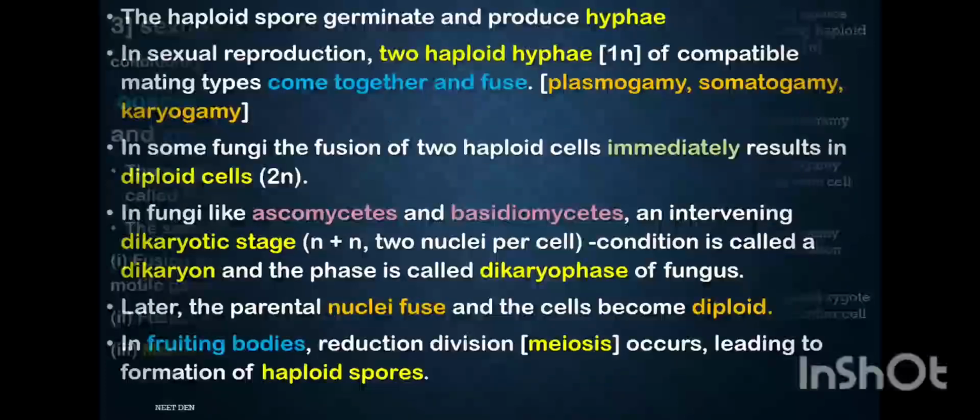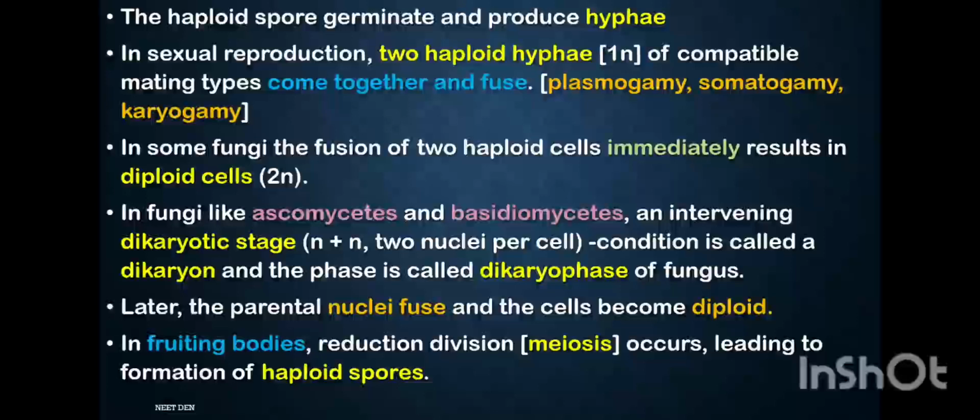Now, this is all explained in the textbook. So we should always read the statements given in the textbook, because generally the MCQs are asked from them. So let us read this. The haploid spores germinate and produce hyphae. We have already seen this. And the two haploid hyphae which are compatible for mating, compatible for fusing, come together and fuse. Plasmogamy happens, karyogamy happens, and in between, somatogamy happens.